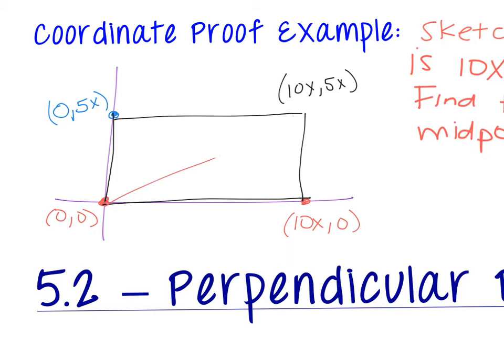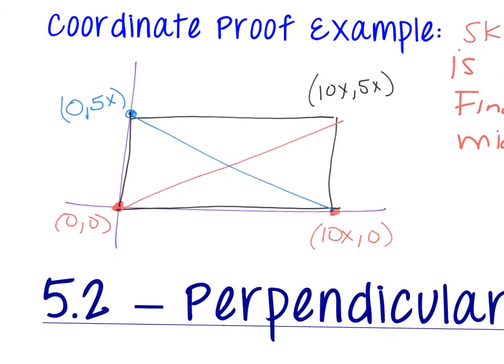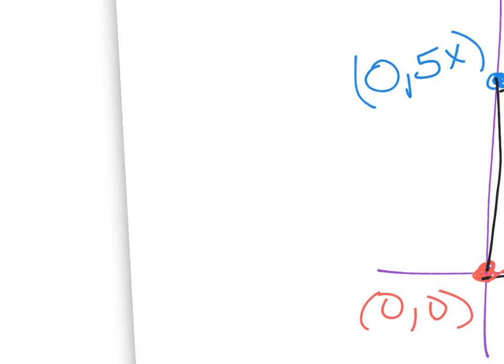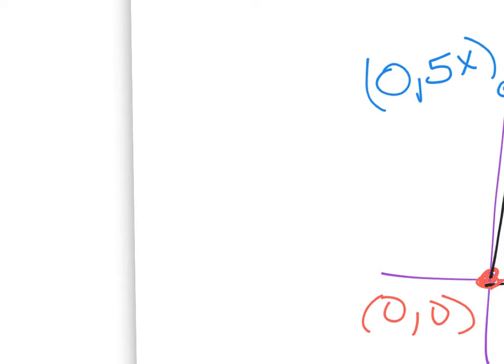So the diagonal, I could either draw it this way or I could draw it this way. It doesn't matter, they'd be the same. Rectangles have congruent diagonals. So if I wanted the length of one of those diagonals, how do I find length when I'm given coordinates? The distance formula. So I'm going to use the red one, with 0, 0, and with 10x, 5x.